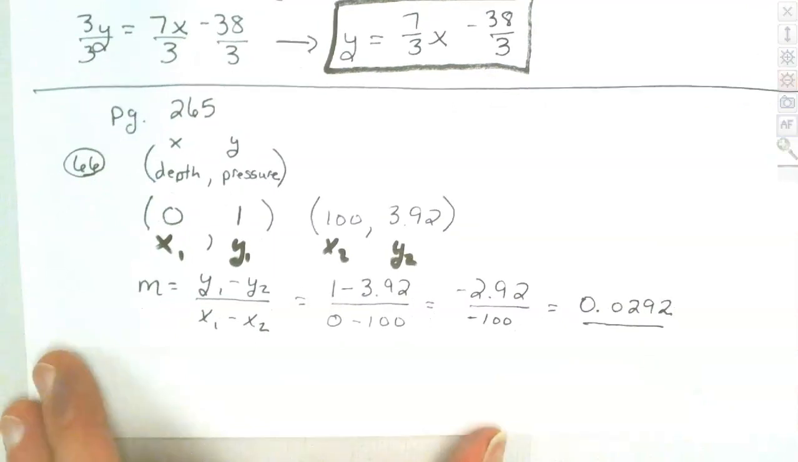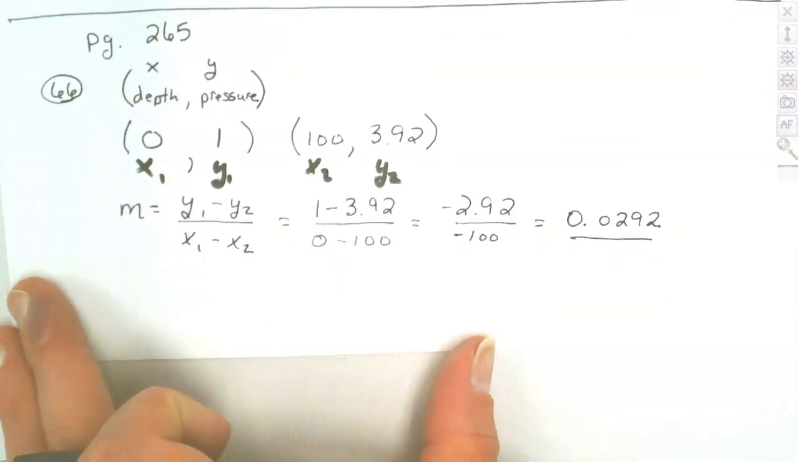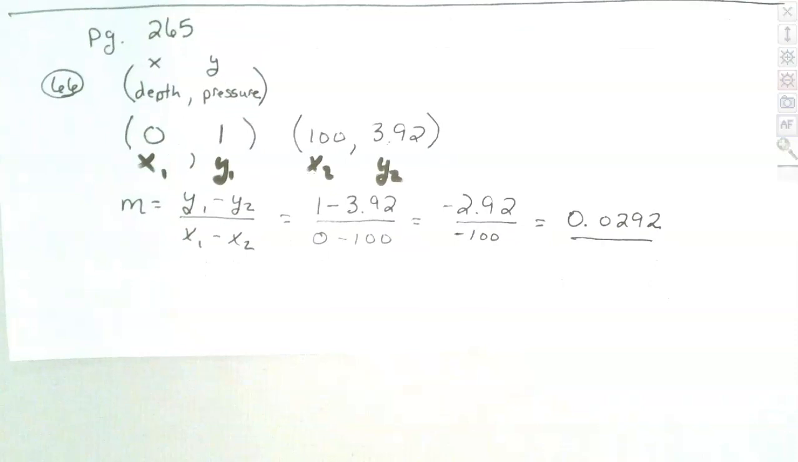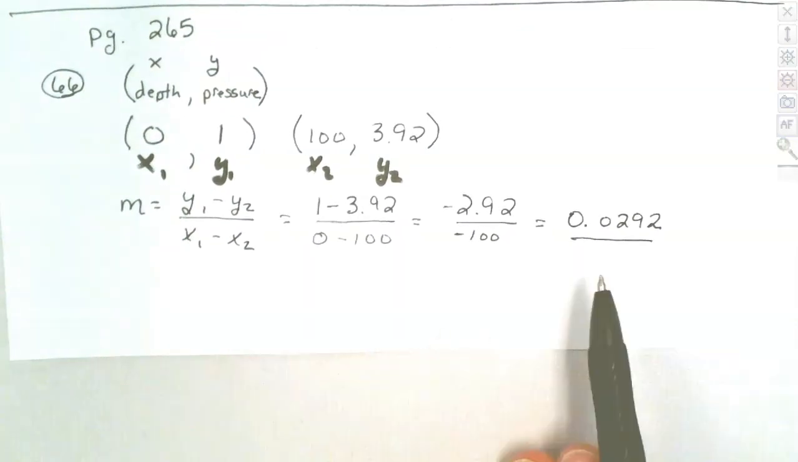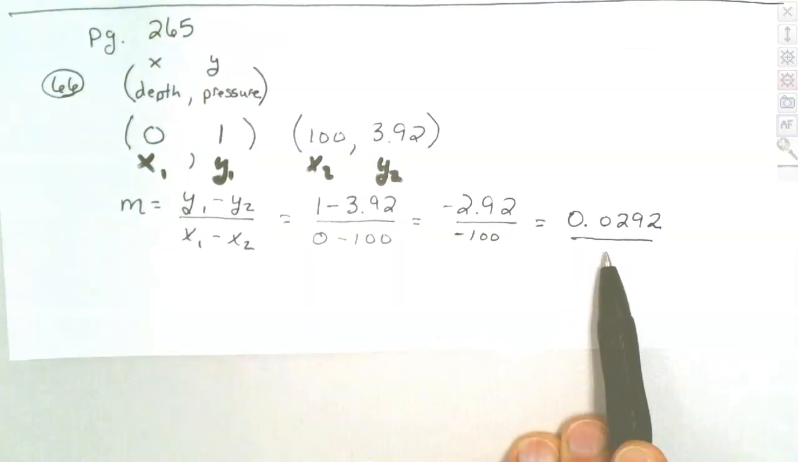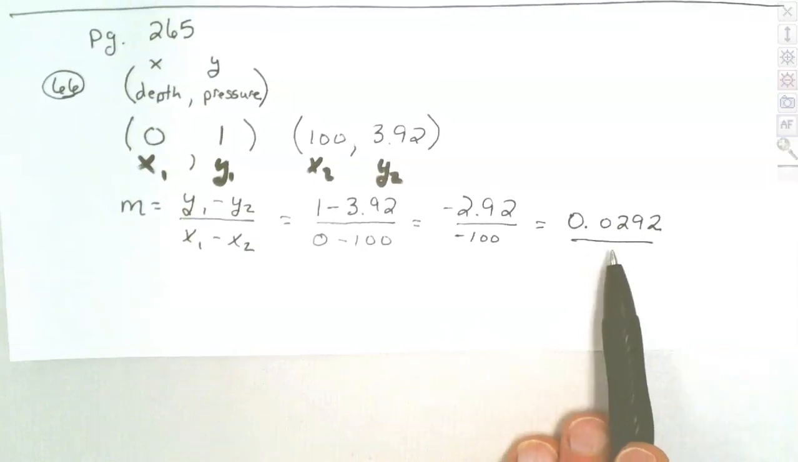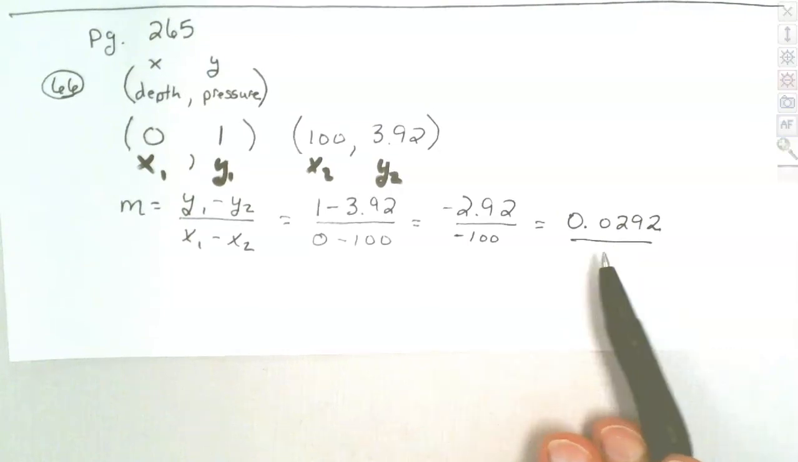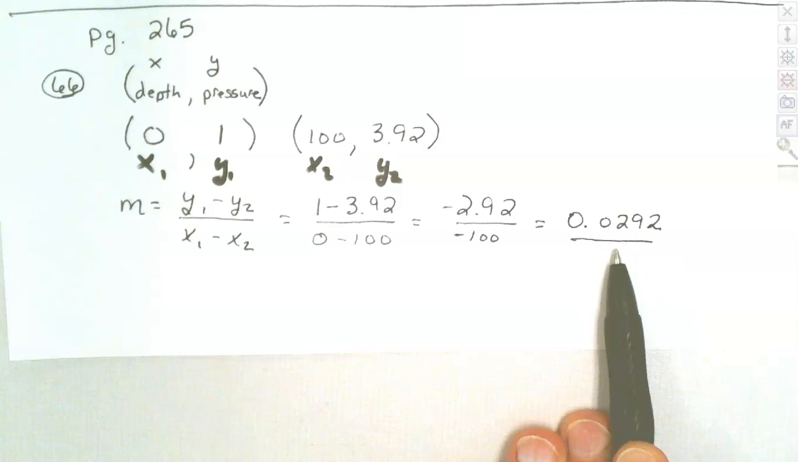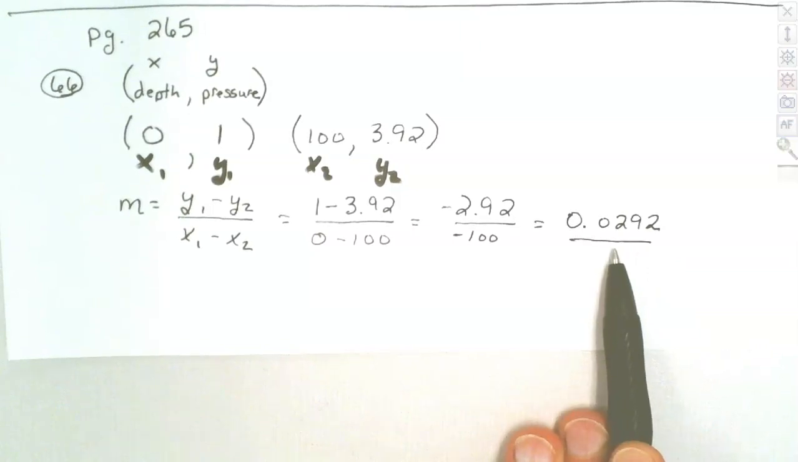And what does that mean? Well, that is our slope. So that means every foot we go down, we increase the pressure by this much. So that's what that means. That is the atmosphere is over the feet. So every foot we go down, we increase it by this many atmospheres.